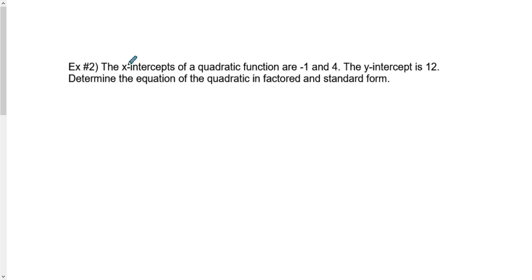So let's put it into context. We have a, that doesn't look great. Let's actually use some lines. So if we have a Cartesian plane and we have x-intercepts of -1 and 4, the y-intercept is 12.